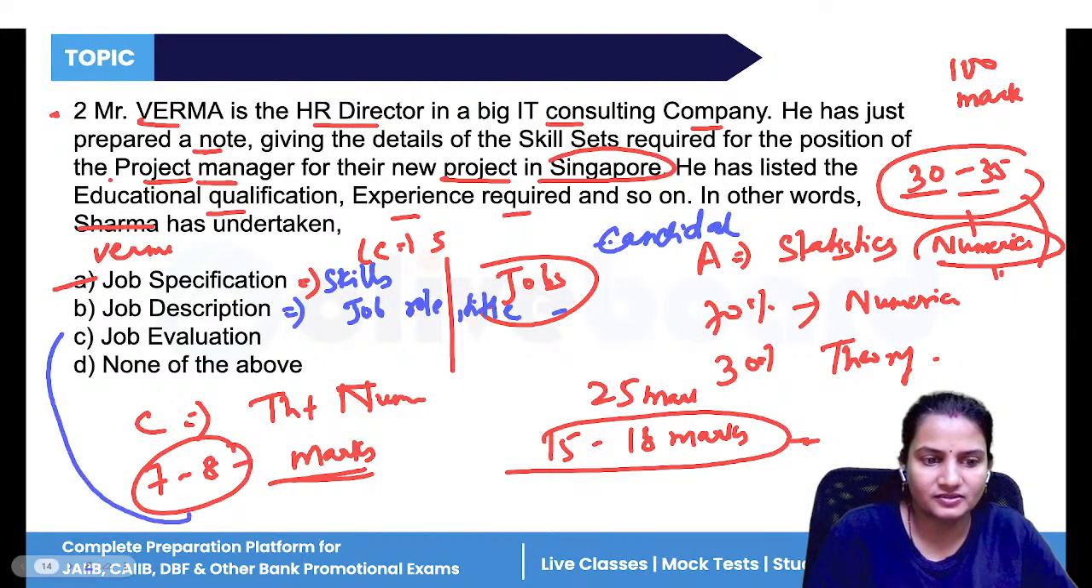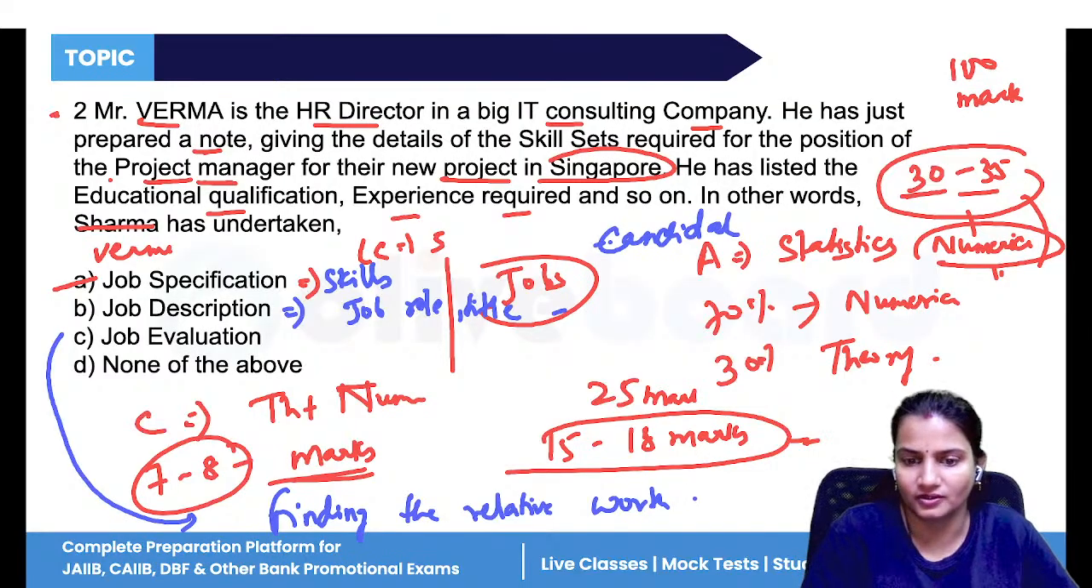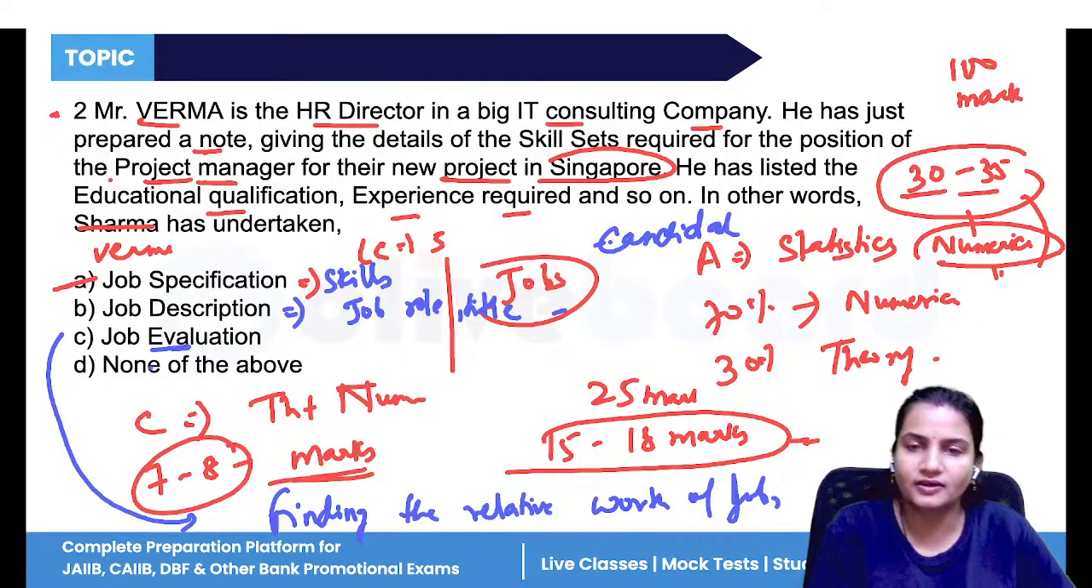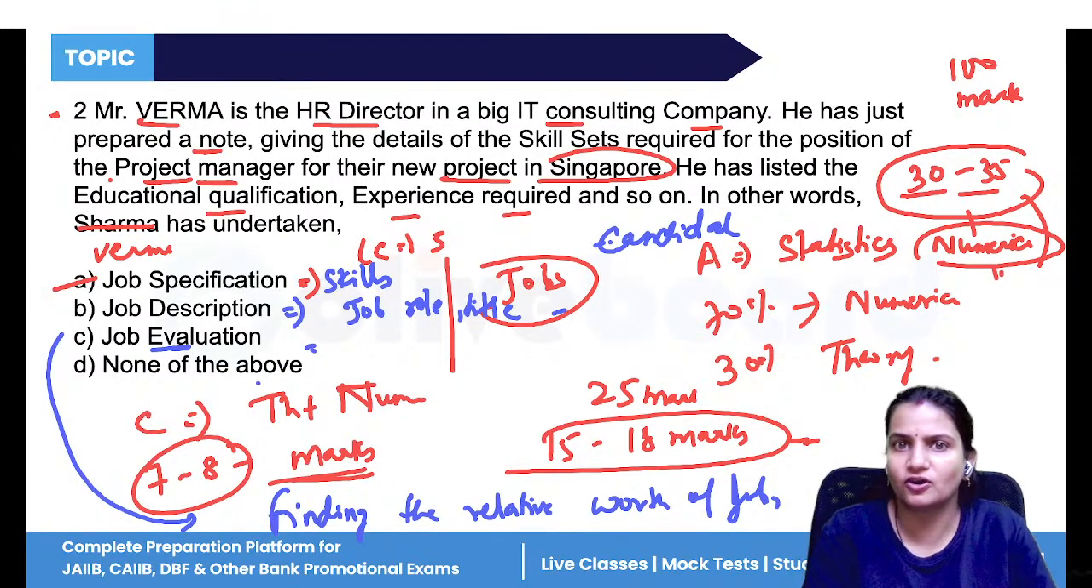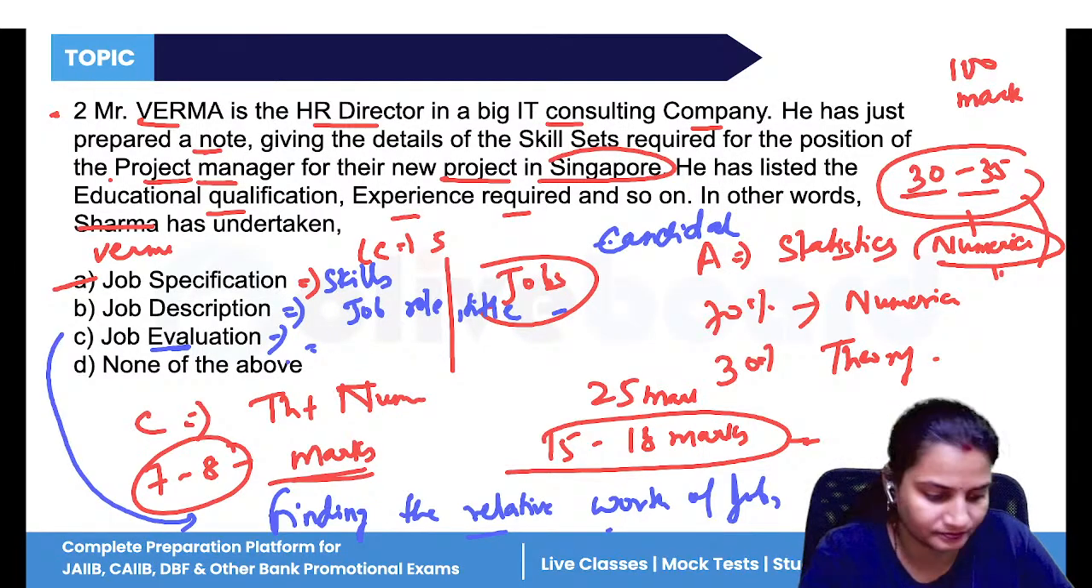Now, job evaluation is what? It is finding the relative worth of the job. Means what actually the job is providing to you, the relative worth. Is that job worthy for you or not? So job evaluation is finding the value, and according to that, you will decide the compensation. If that job is a prestigious, highly professional job, then the salary will also be determined that way. So after finding the relative worth of the job, we need to decide the fair compensation to offer to your employees.